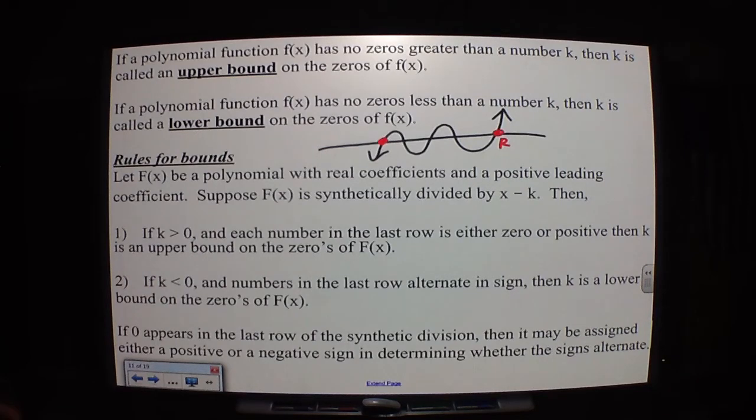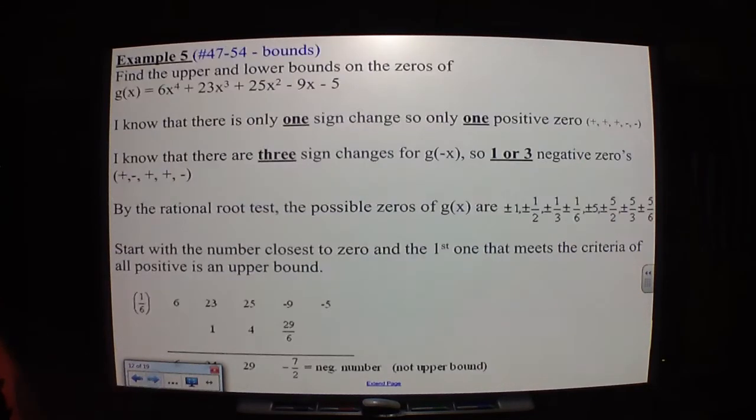Okay? So remember, for the upper bound, all the numbers in that last row have to be zeros or positive. For the lower bound, that last row has to be alternating signs. And remember, 0 you can handle any way you want to make it fit the rule. So these are like 47 through 54 in bounds.